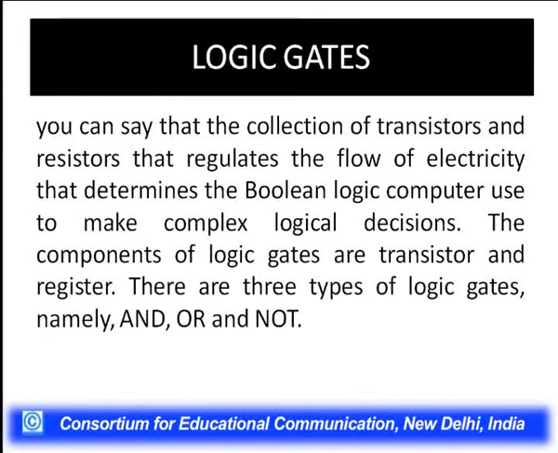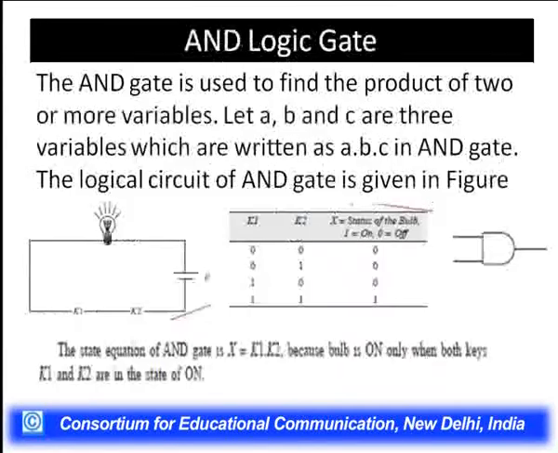Now let us see logic gates. You can say that they are a collection of transistors and resistors that regulate the flow of electricity, determining the Boolean logic computers use to make complex logical decisions. The components of logic gates are transistors and resistors. There are three types of logic gates, namely AND, OR and NOT. These three gates are generally used in designing and developing circuits.